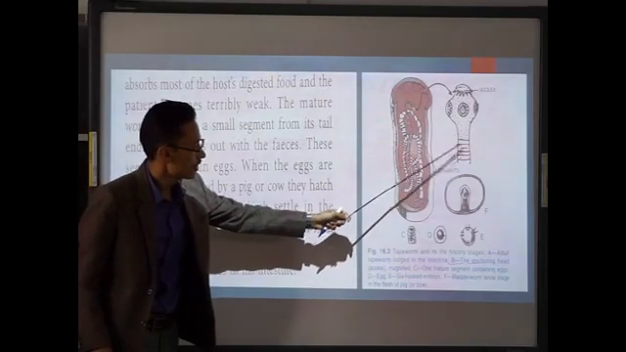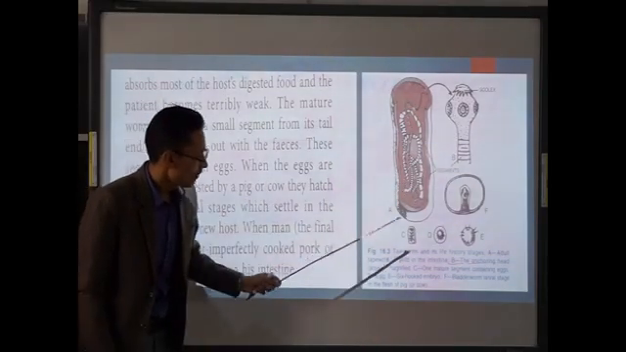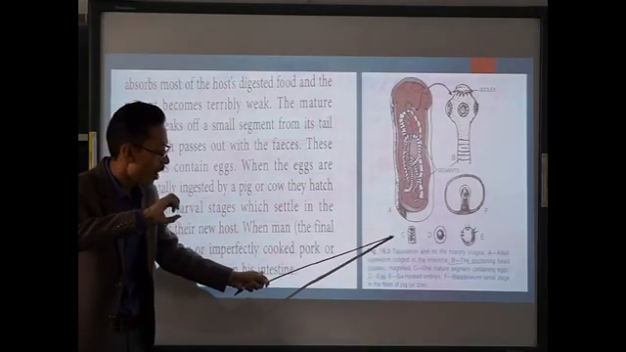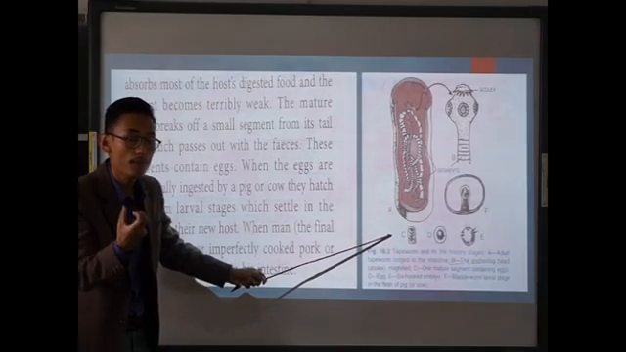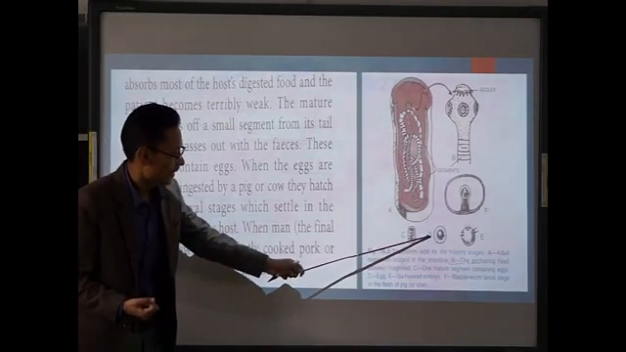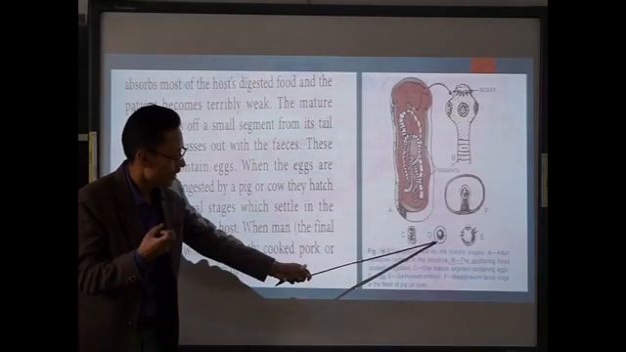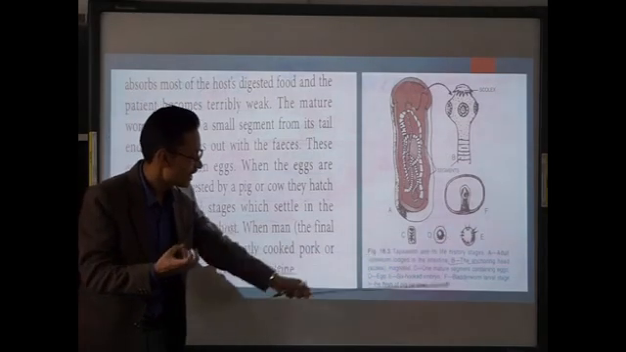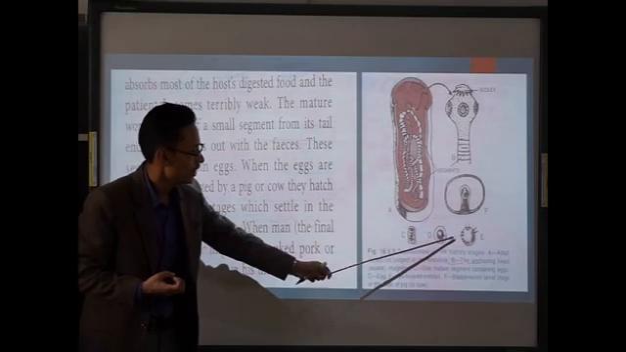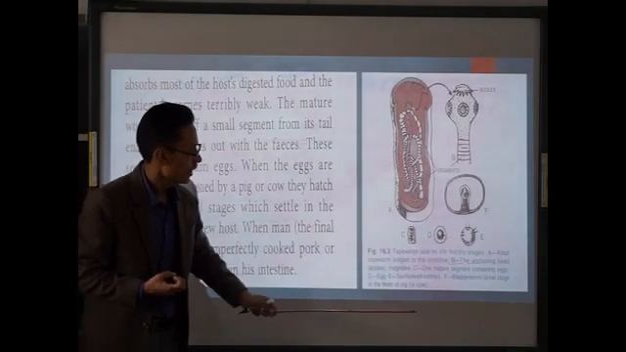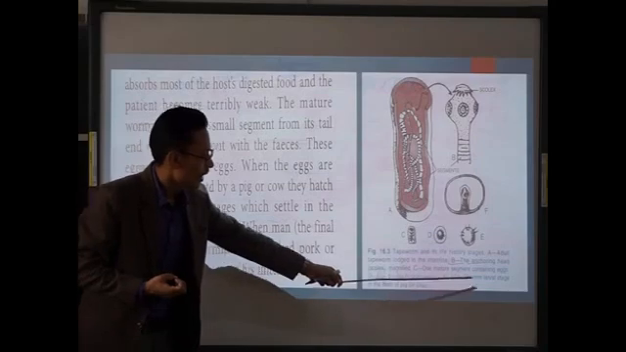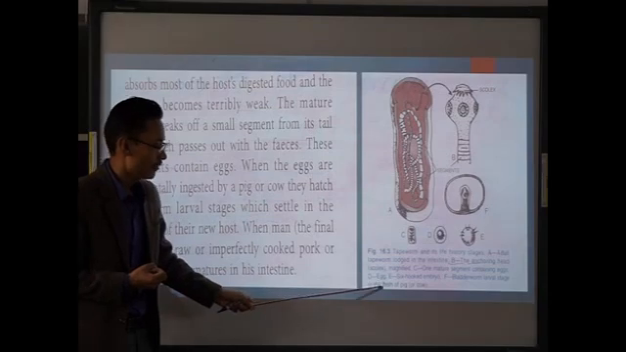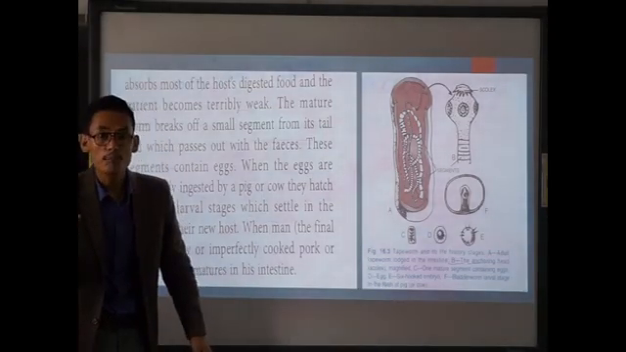These are the segments which you can see in the body of the worm. Clear? Number C is a small fragment from the tail region which the worm breaks off when it becomes mature. Now D is the egg, the eggs present in the fragment. And E is the embryo, the 6-hooked embryo, with these hook regions. And F is the bladder worm, the larval stage of the worm, which is present in the flesh of the pig.